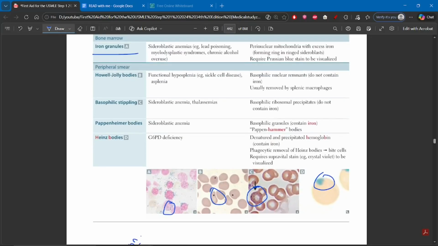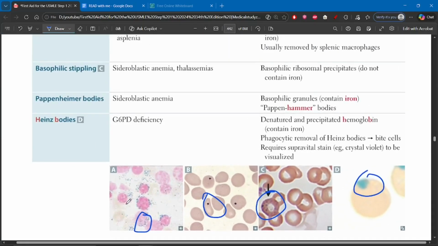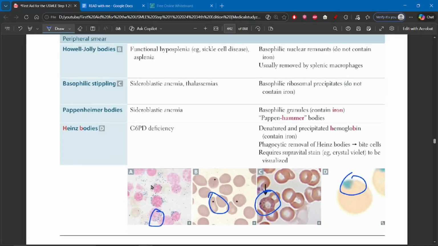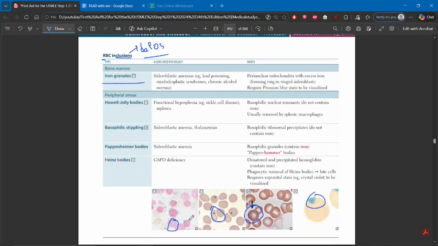This is a picture of iron granules. You can see it in your book also. And if I could try to zoom it, you can see, but it's not really that clear. So that's what iron granules are. These are small bluish depositions in the cell, so that's going to be visible like that. The associated pathology is sideroblastic anemia.